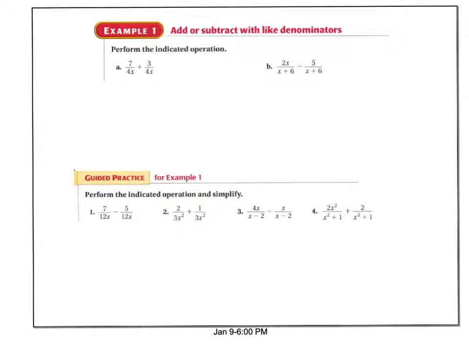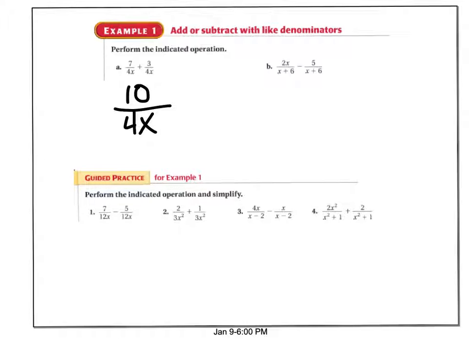Let's look at a couple more examples. Example A, 7 over 4x plus 3 over 4x. The denominators again are the same, so when I add 7 plus 3 I get 10 and put it over the original denominator of 4x.